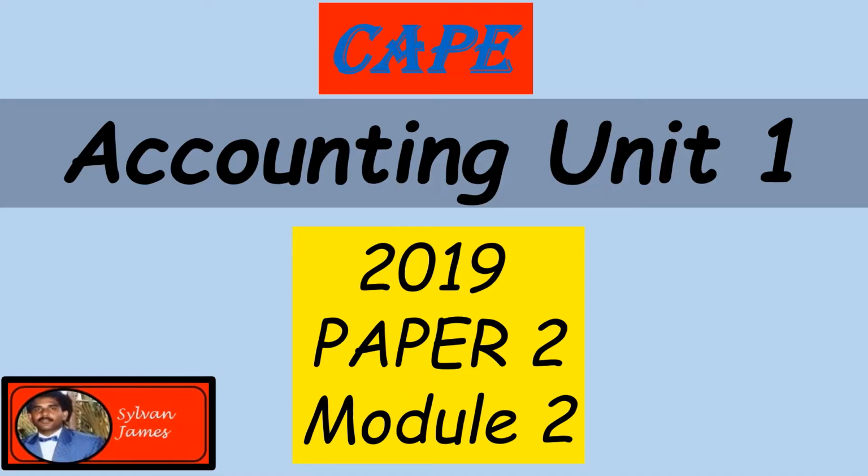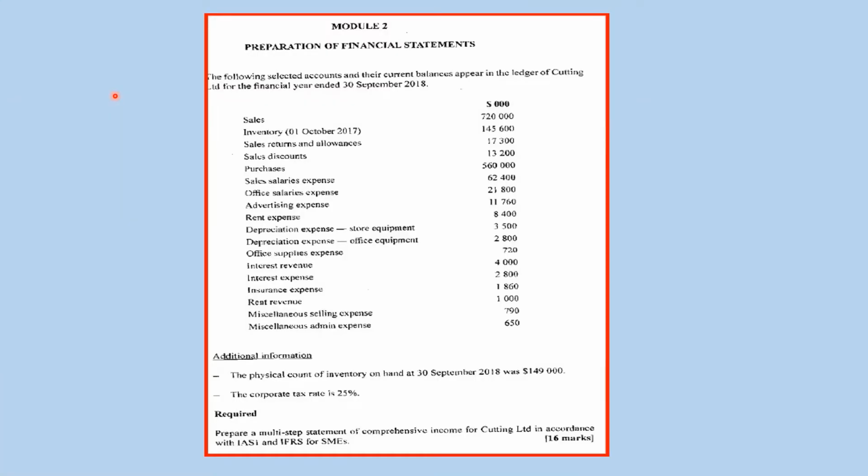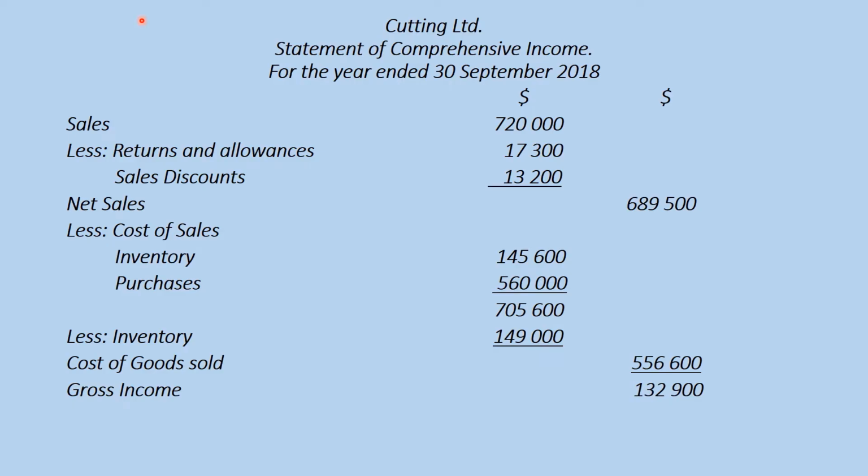Today we will be looking at paper 2 of 2019, Accounting Unit 1, Module 2. In this question, we are given a list of balances and we are asked to prepare a multi-step statement of comprehensive income for Cotton Limited in accordance with IAS 1 and IFRS for SMEs. If you have not read those documents yet, you should pause the video, go take a look at them, and then come back to the statement of comprehensive income.